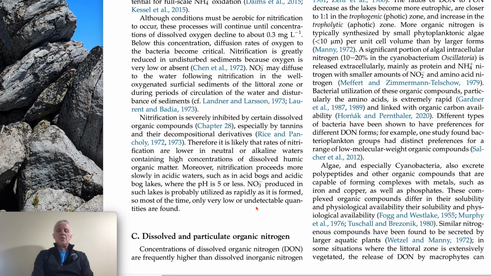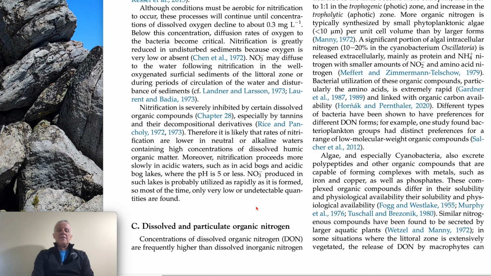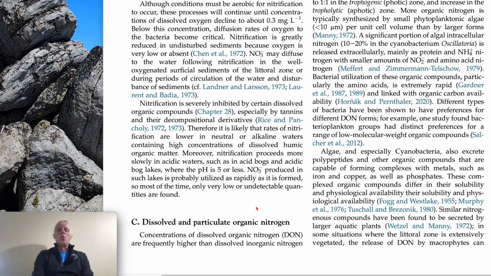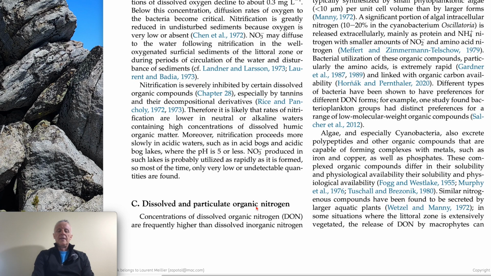Bacterial utilization of these organic compounds, particularly the amino acids, is extremely rapid and linked with organic carbon availability. Different types of bacteria have been shown to have preferences for different dissolved organic nitrogen forms. For example, one study found bacterioplankton groups had distinct preferences for a range of low molecular weight organic compounds.